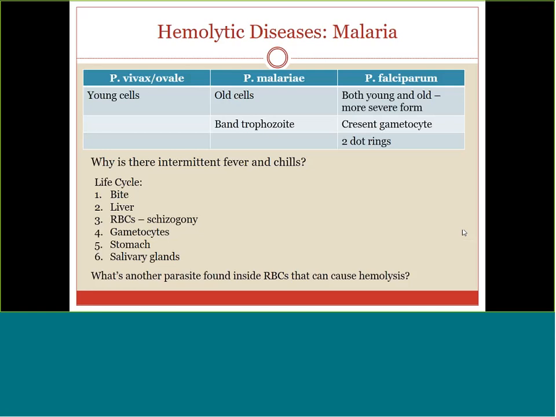In the ring stage, this is the one that is capable of having 2 chromatin dots. All the other 3, when they're in ring stage, just have the 1 chromatin dot. And then in the gametocyte stage, Plasmodium falciparum is very unique in that it gets that crescent or banana-shaped gametocyte stage.